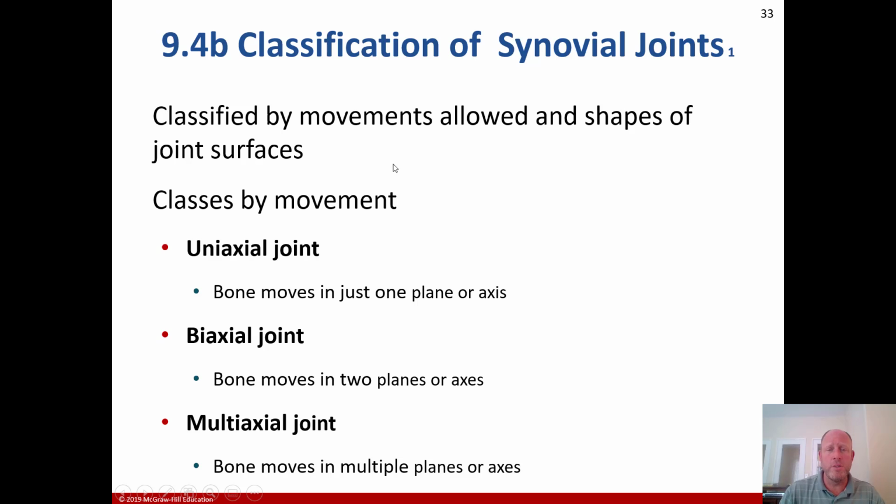As far as classifications of basic motions, we have basically three types of joint capacities for movement. We have a uniaxial joint, where a bone moves in just one plane. It can only go one way: forward and backward, or abduction, adduction, or flexion, extension, or just rotation only. A biaxial joint, where a bone can move in two planes or axes, and a multiaxial joint can move in multiple planes or axes.